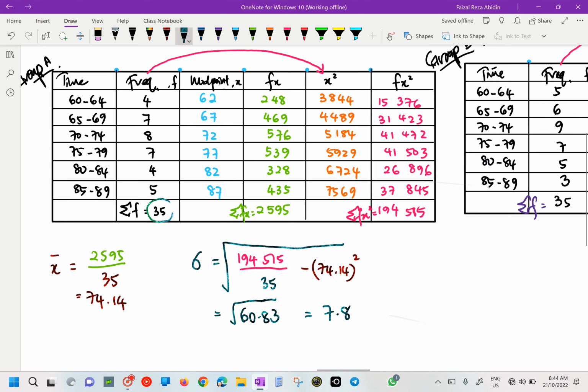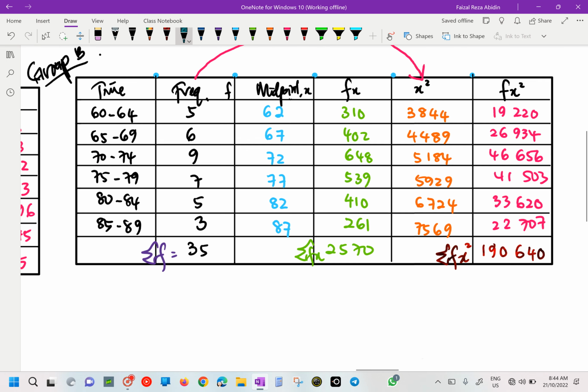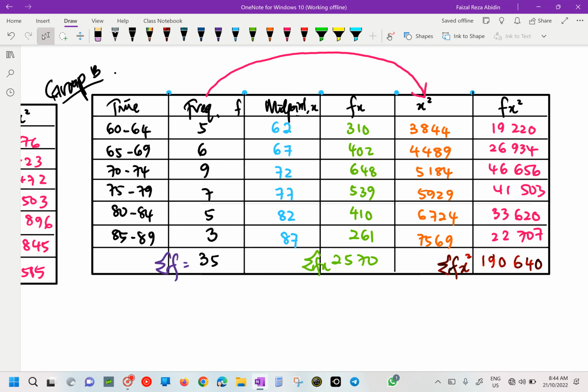Okay, next group B. We are going to find for our mean.